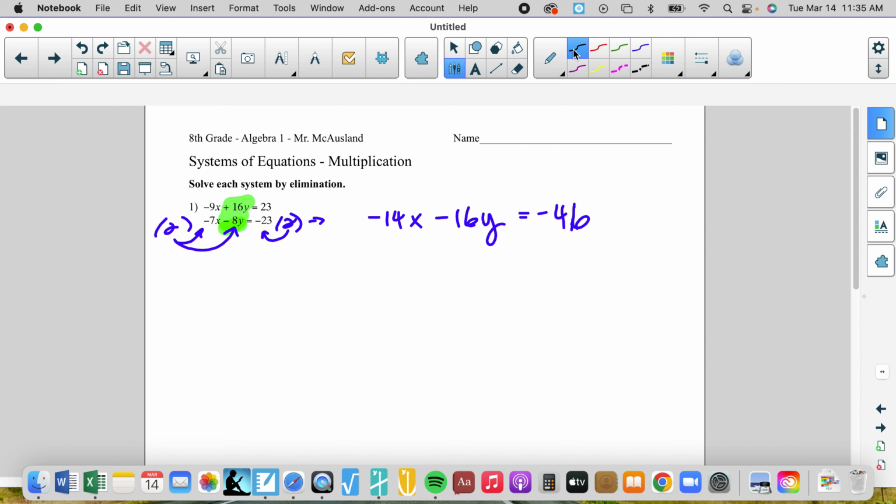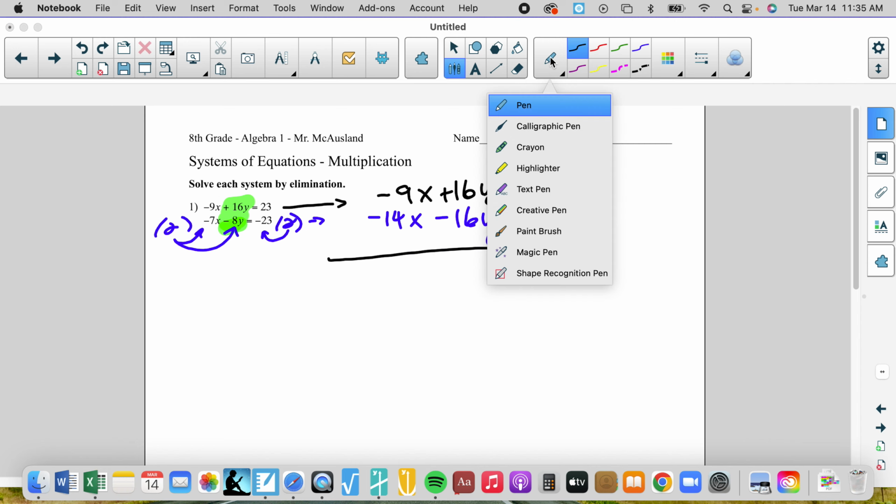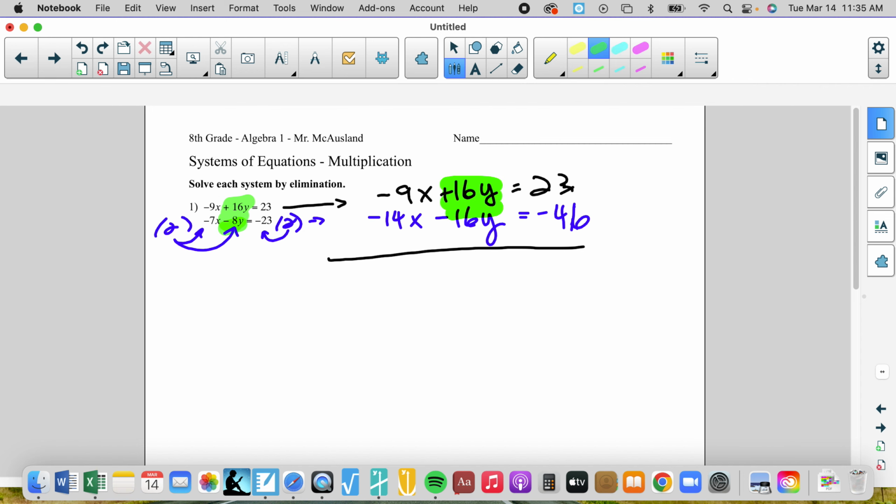Now, if we bring over our original top equation, negative 9x plus 16y equals 23. So I didn't manipulate it, I just brought it over. And now we do the addition. We notice that this time our variables do cancel out, and it leaves us with just one variable. That's negative 23x, and that gives me negative 23.